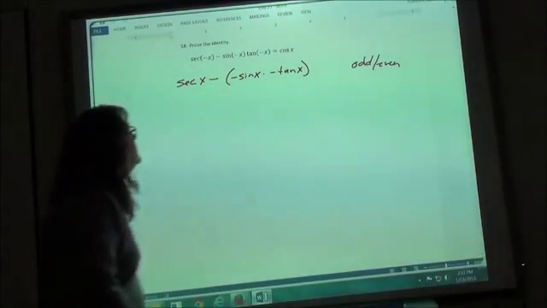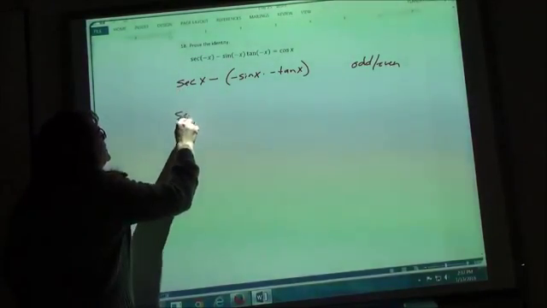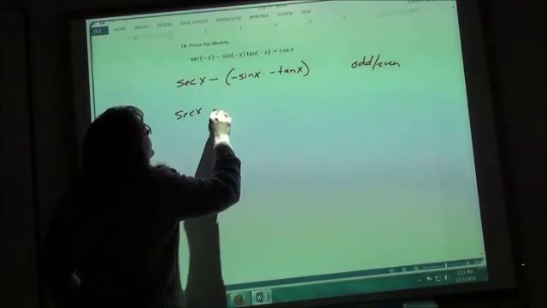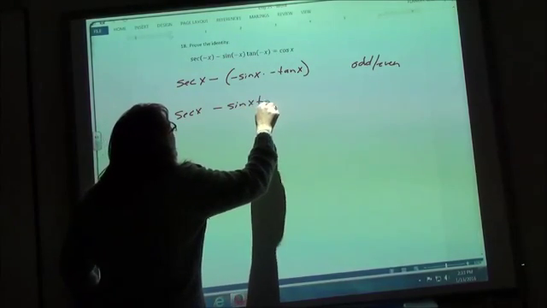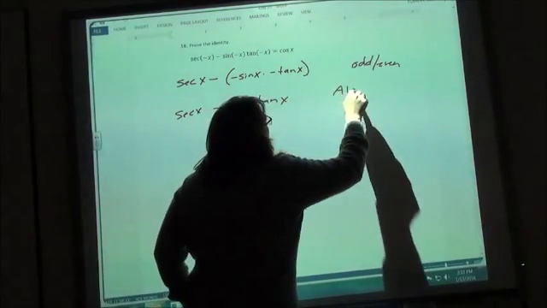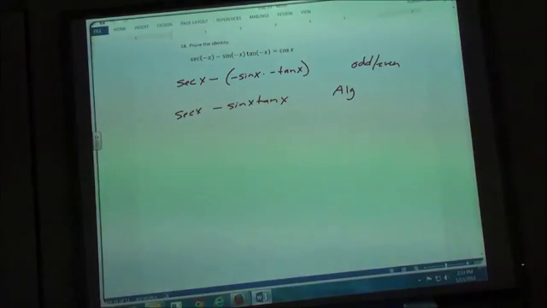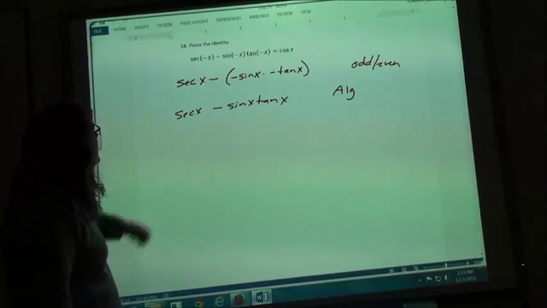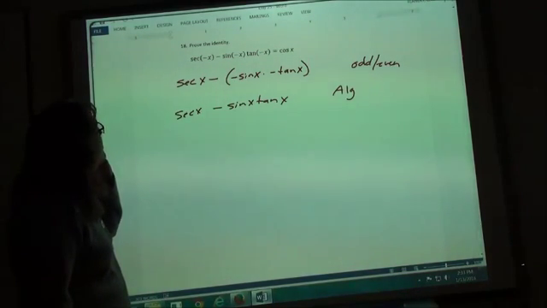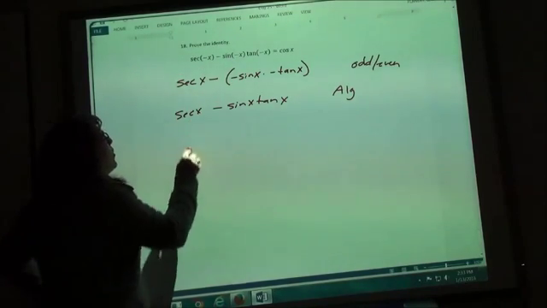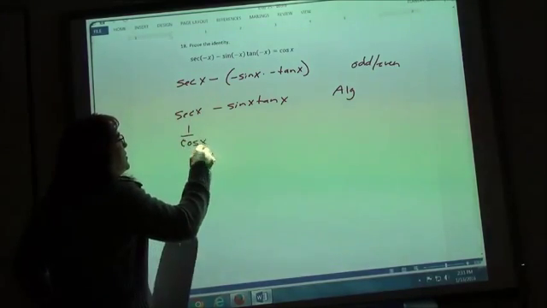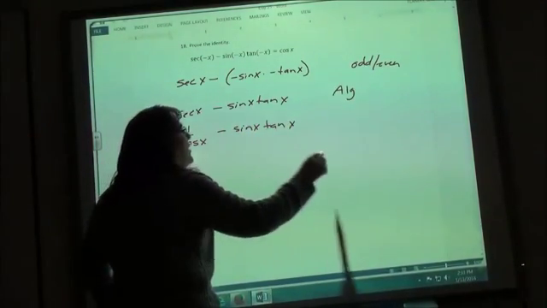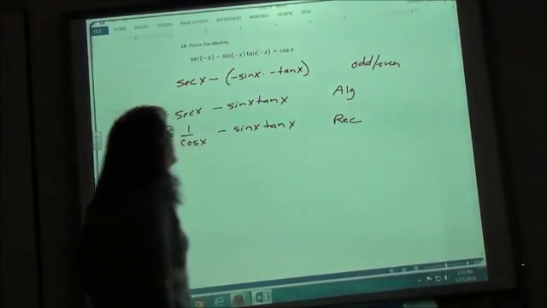Odd and even. So, I'm going to get secant of x. Negative times a negative is going to be a positive, so minus sine of x tangent of x. That's just plain old algebra. Now looking at that, secant of x is 1 over cosine. So I'm going to go ahead and do my reciprocal. 1 over cosine of x minus sine of x tangent of x. So that's going to be one of my reciprocal identities.